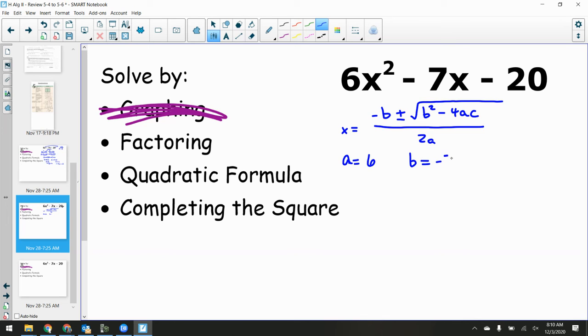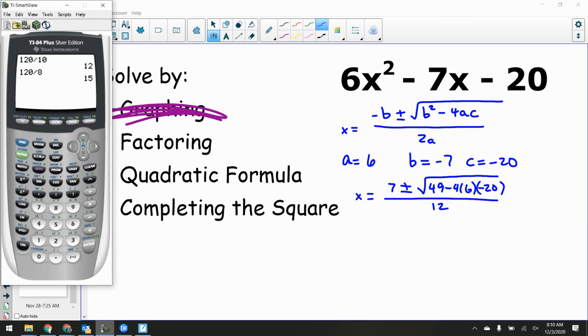A is 6, B is negative 7, C is negative 20. The opposite of B plus or minus the square root of B squared minus 4AC. There you go. Notice that I actually take B squared. I always like to do that. Notice that is a positive 49, people. Negative 7 squared is a positive 49. Make sure you're getting a positive number right there.